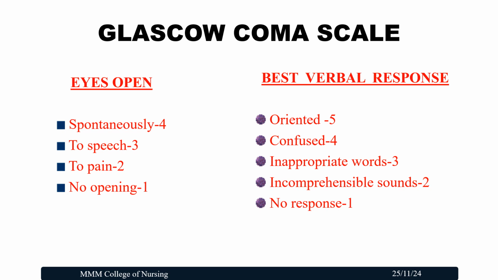First, eye opening. If a patient spontaneously opens the eyes, give the score 4. To speech, when you speak to the patient, the patient opens the eyes, give the score 3. To pain, when giving a painful stimulus to the patient, the patient opens the eyes, give the score 2. And no opening, not spontaneously, not to speech, and not even to painful stimulation, the patient does not open the eyes at all, give the score 1.